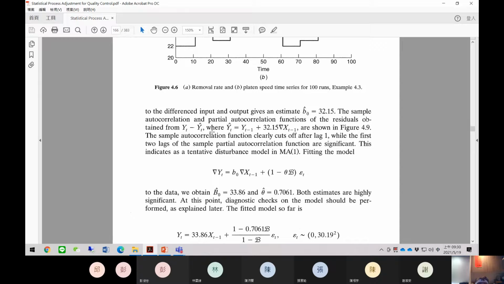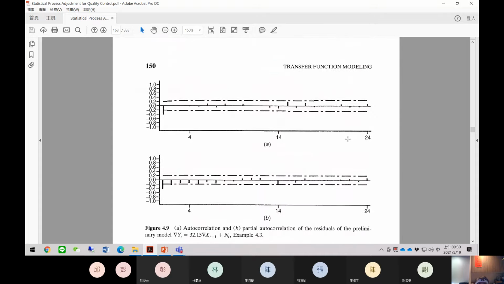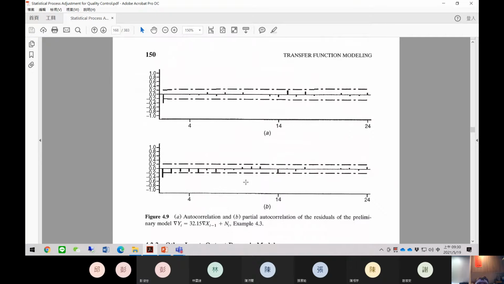This is a deviation from target. No, this is a forecast error. Which can be transformed into the YT hat equal, since we difference the data. The data xt minus 1, different data, is shown in figure 4.9. Yes, 4.9. Yeah, like this.